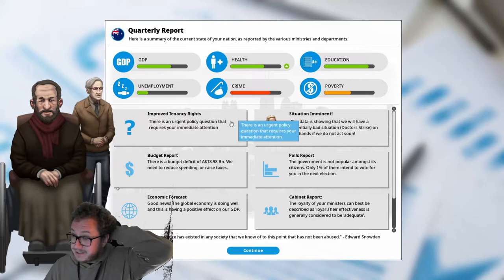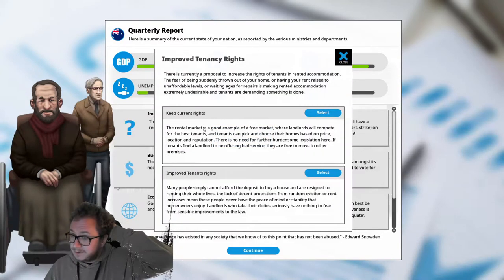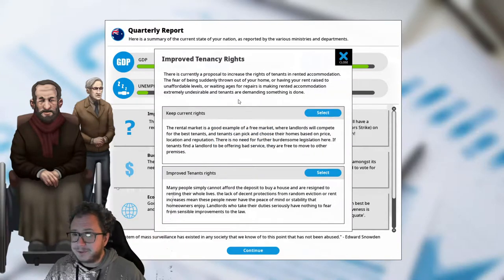So, improved tenancy rights. There is currently a proposal to increase the rights of tenants in rented accommodation. Now, this has recently happened in a few states in Australia.